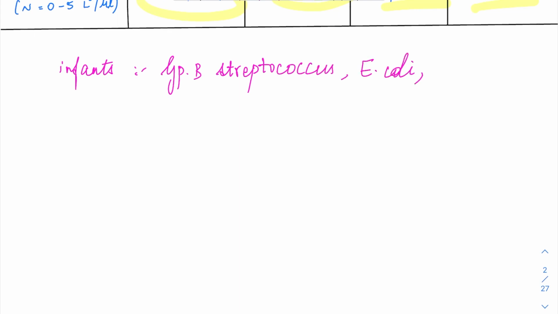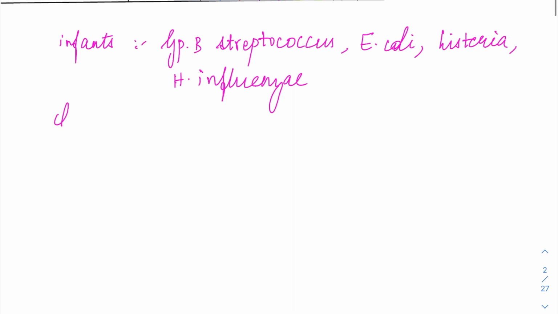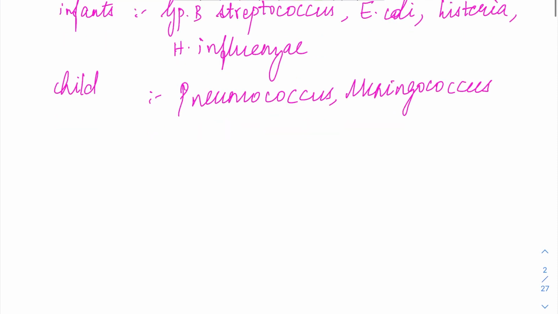So let's see some of the causative agents of meningitis. Usually in infants, the common causative agent for meningitis is group B streptococcus. Other than that, you can have E. coli infections or Listeria infections or even Haemophilus influenzae infections. While in older children, you will have pneumococcal infections, then meningococcal infections, then enteroviral infections.